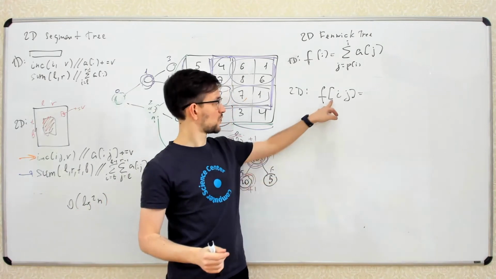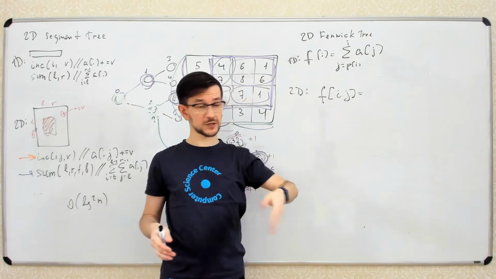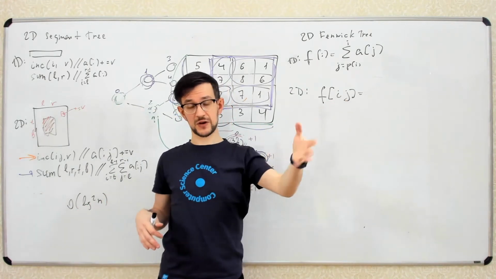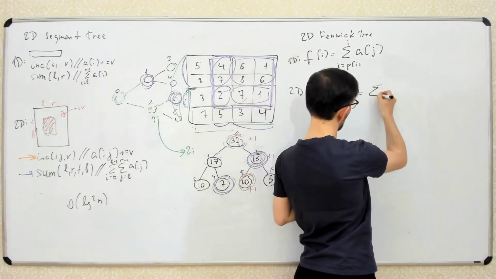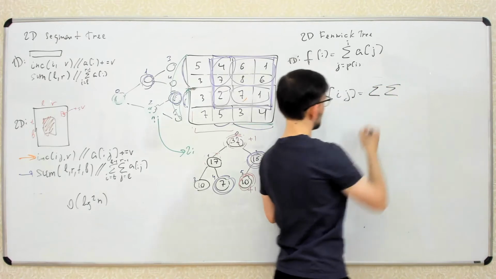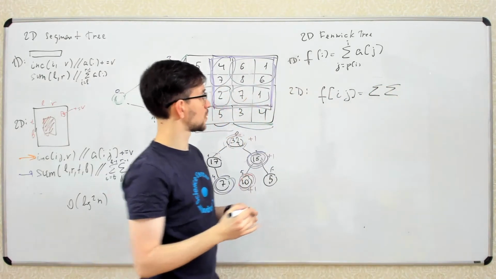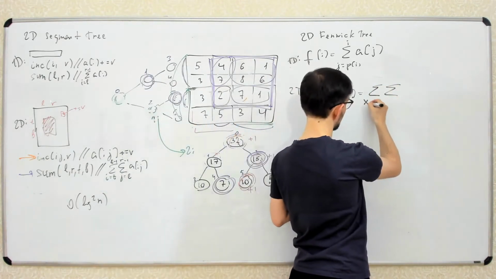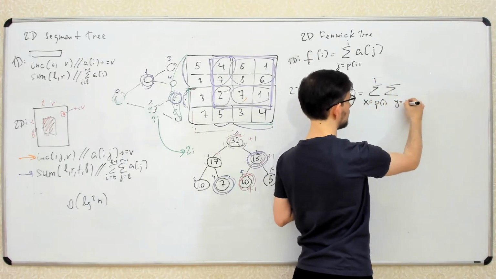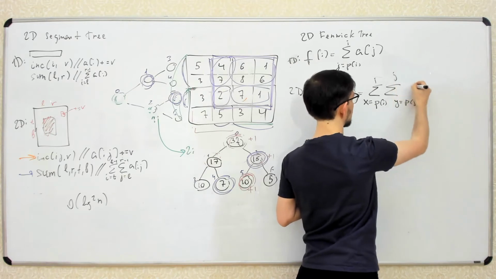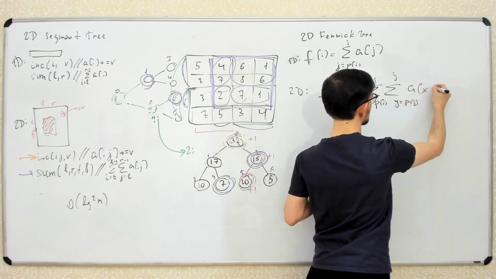So this first dimension is just a Fenwick tree by the x coordinate. The second index is the Fenwick tree by the second coordinate. So each element will maintain the sum of all sums. I need two more indices, so I'll just use x and y from P of i to i and y from P of j to j.